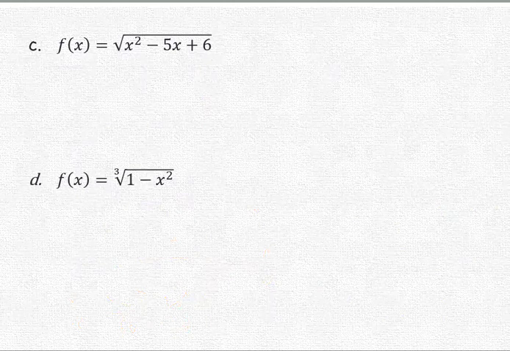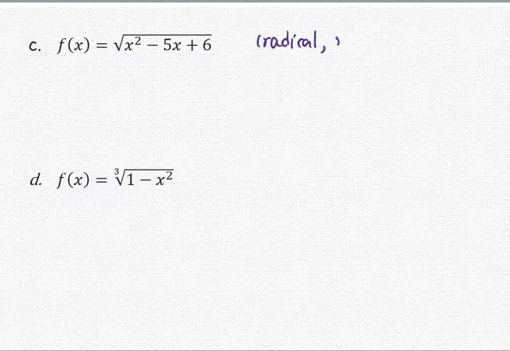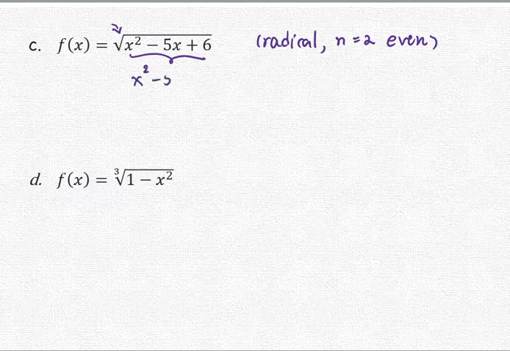Next example, we have f of x equals the square root of x squared minus 5x plus 6. So this is the radical function with the index 2, because this is the square root. Index 2, which is an even number. For the even number, the restriction is the radicand cannot be a negative number. Cannot be negative, so we can set it up as x squared minus 5x plus 6 must be greater than or equal to 0.